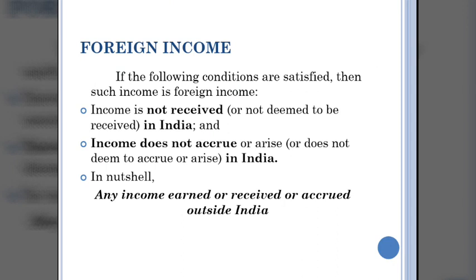Foreign income is income not received in India, that you have received in a foreign country, and income that does not accrue or arise in India. These two are called foreign income. Any income earned, received or accrued outside India is called foreign income. So in a nutshell, any income earned in India, received in India or accrued in India is Indian income. Any income earned outside India, received outside India or accrued outside India is foreign income.